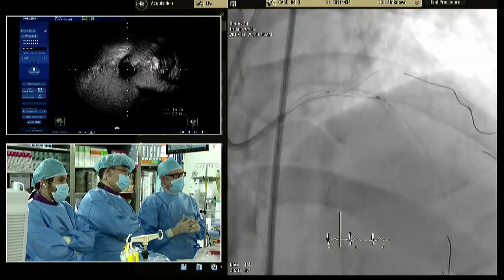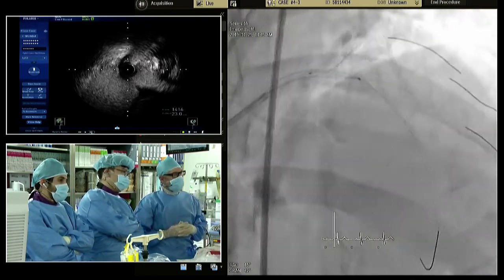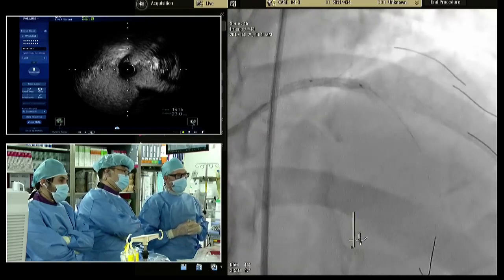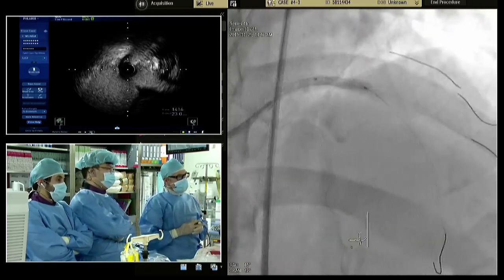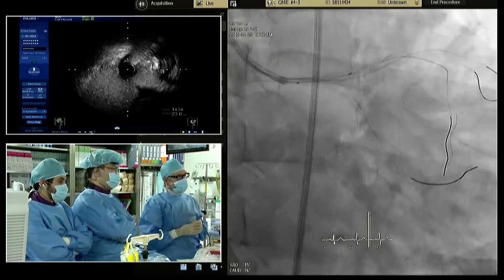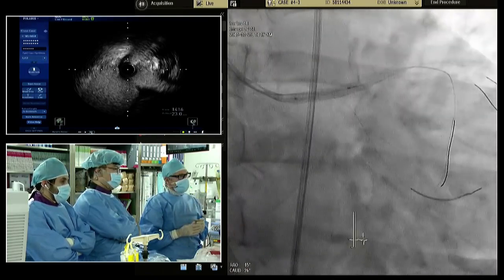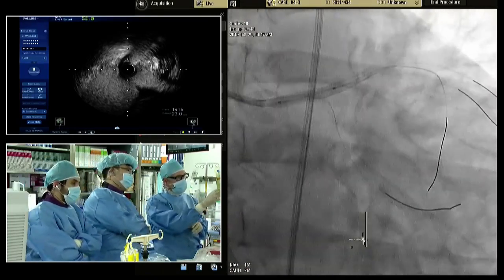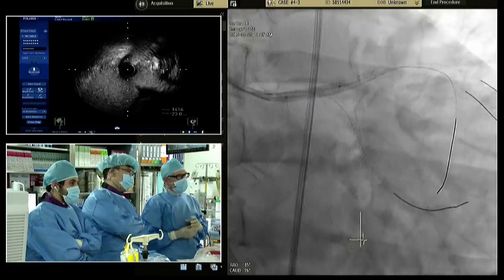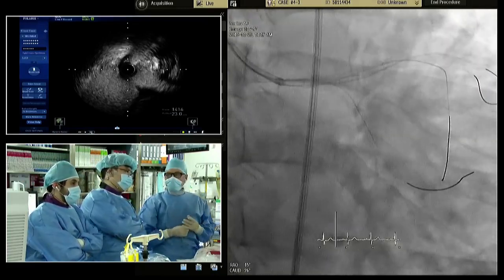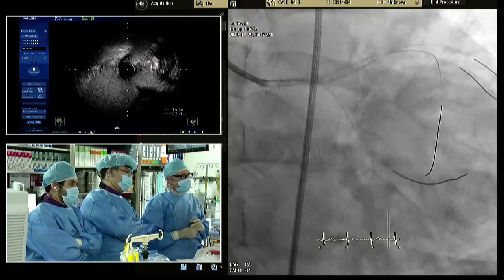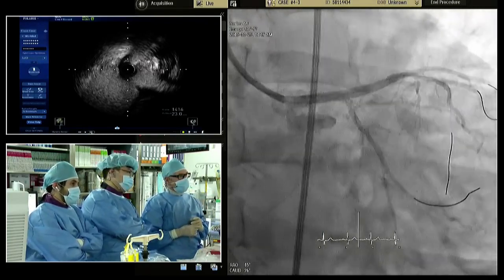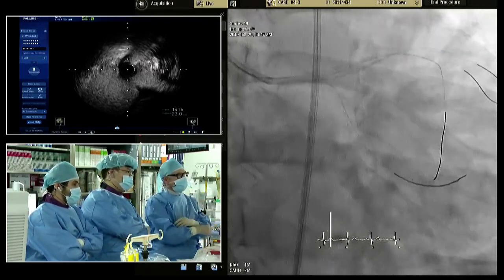Then we have done a proximal optimization technique with a 3.5 semi-compliant balloon, just proximal to the carina. We went to 10 atmospheres, then 14 more proximally, and we went up to 16 at the level of the left main. Okay, so this is the initial result.